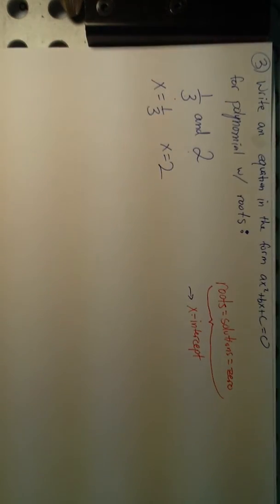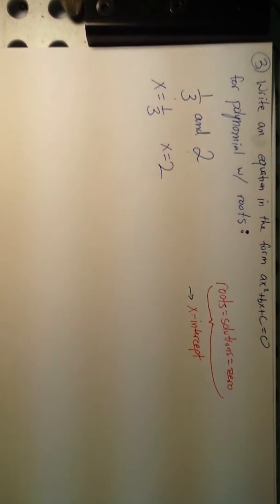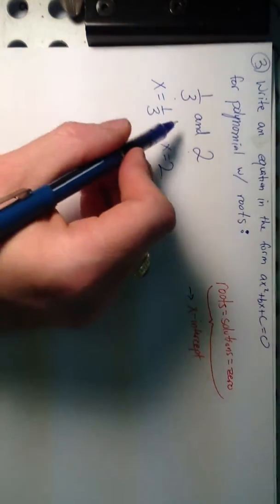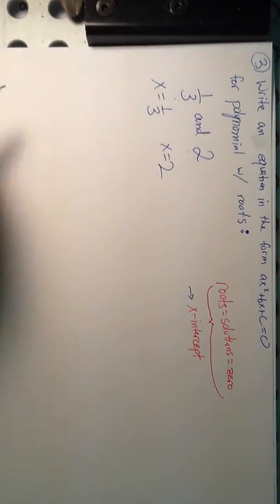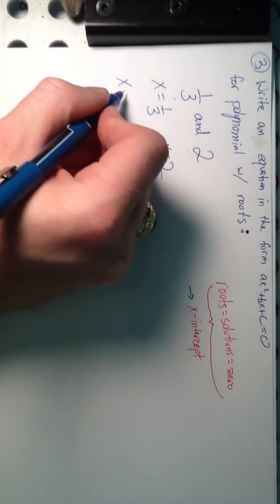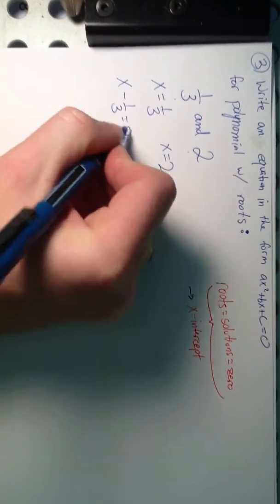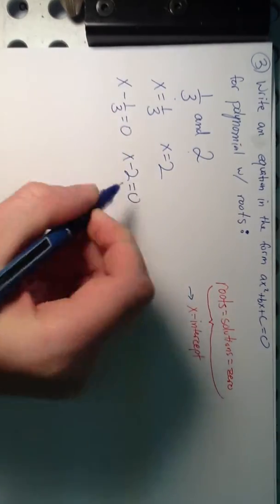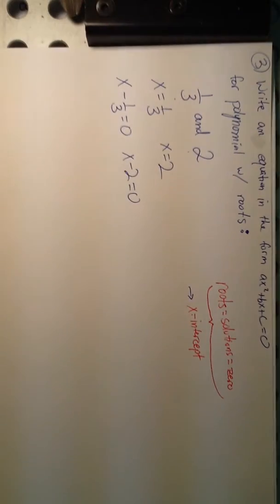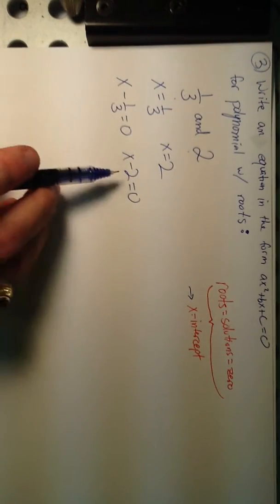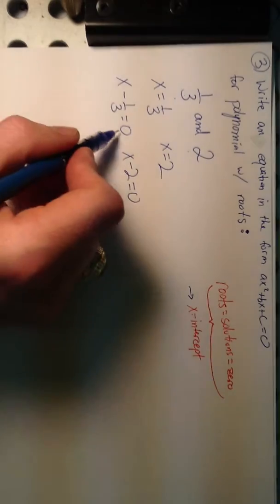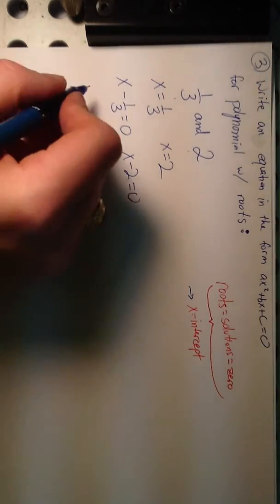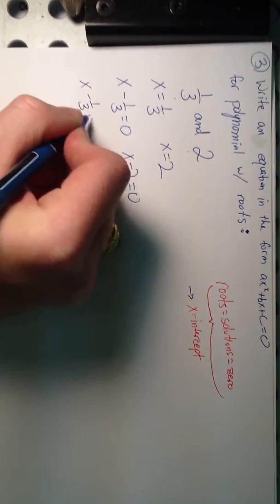Okay? Now this process is the exact opposite of what you were doing in the last two. You know two roots. You know x equals these things. You can turn them into factors by setting them equal to 0. All I did was subtract 1/3, subtract 2. Still two separate things right now, two separate equations, but because they're both equal to 0, we can put them together in one equation.